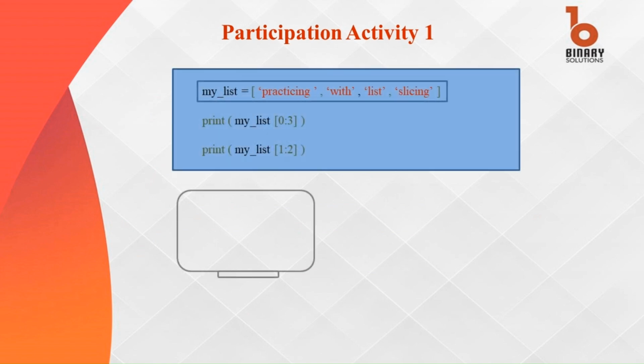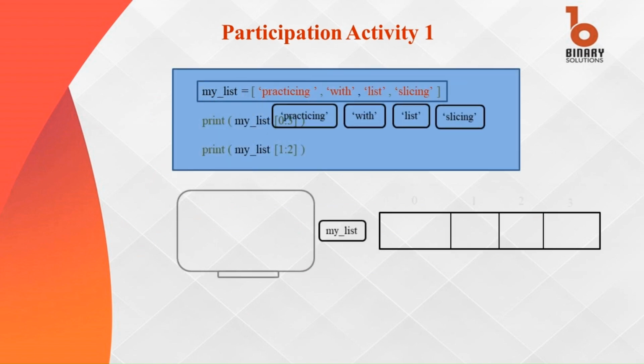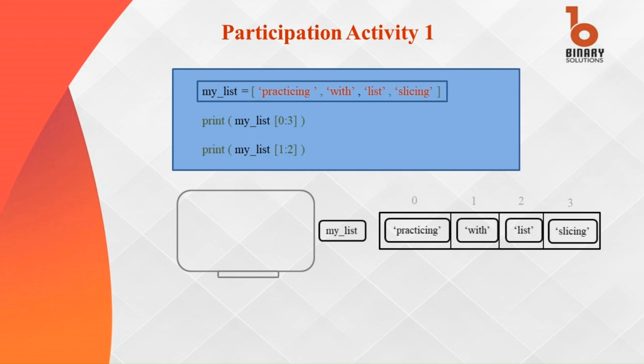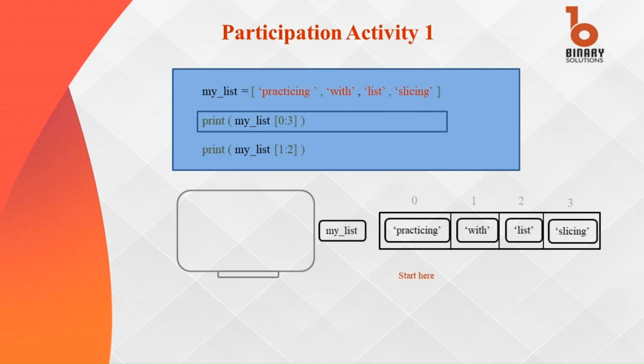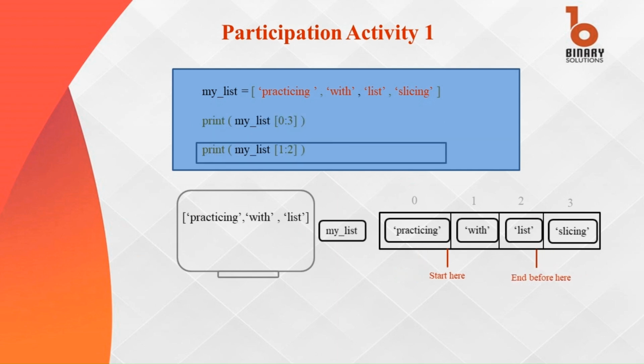First, a list object, my list, is created with the elements practicing with list slicing. In the second step, the list is sliced from index 0 to index 3, yielding the first three elements of the list, and then printed out. The third step demonstrates slicing from index 1 to index 2, which results in a new list containing only the second element. This example highlights how list slicing helps programmers access precise parts of a list efficiently.